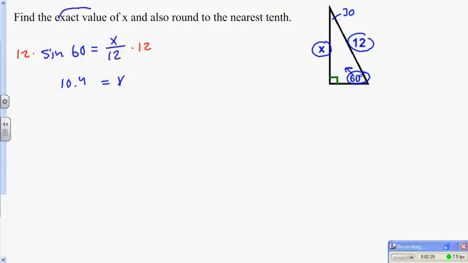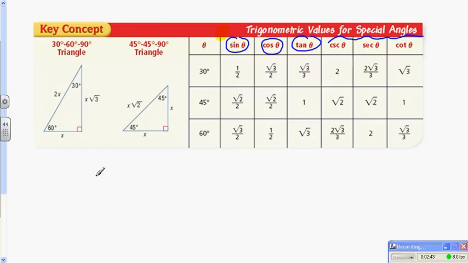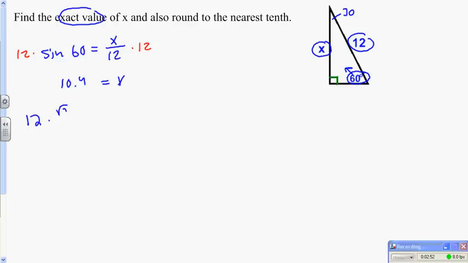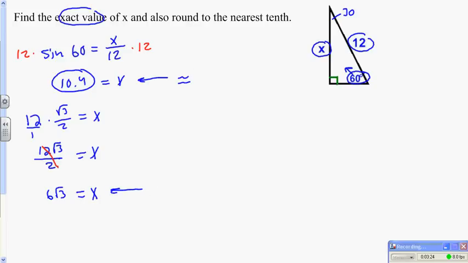Now, the exact value is found by taking the same problem, but instead of doing 12 times sine of 60 with the calculator calculating sine of 60, we're going to look at what sine of 60 is exactly. And the sine of 60 is root 3 over 2. So times root 3 over 2. And this is like 12 over 1, so this would give us x equal to 12 root 3 over 2, which we can simplify down and get x equal to 6 root 3. Now if you took 6 times root 3, you would get approximately 10.4. But where this represents the approximate answer, this represents the exact. And on ACT tests and so on, they would require the exact answer 99% of the time.